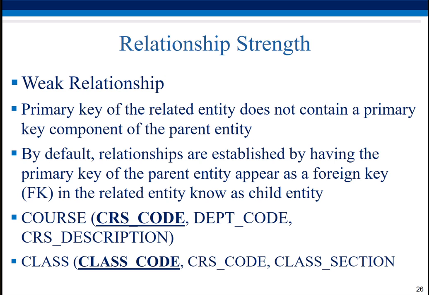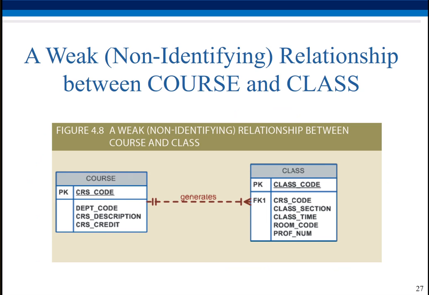So here we have a course code and a class code. The class code is the primary key. The foreign key is course code, and it's related to the course code, the primary key in the course entity. And this one shows a dotted line, which means it's a weak or non-identifying relationship. So here's the foreign key, the course code, and it applies to the primary key of the course code in the course file.